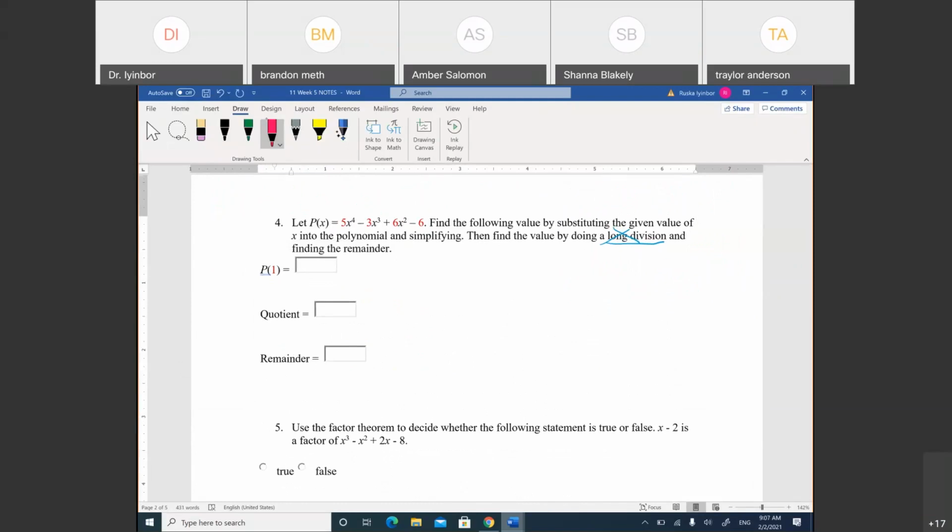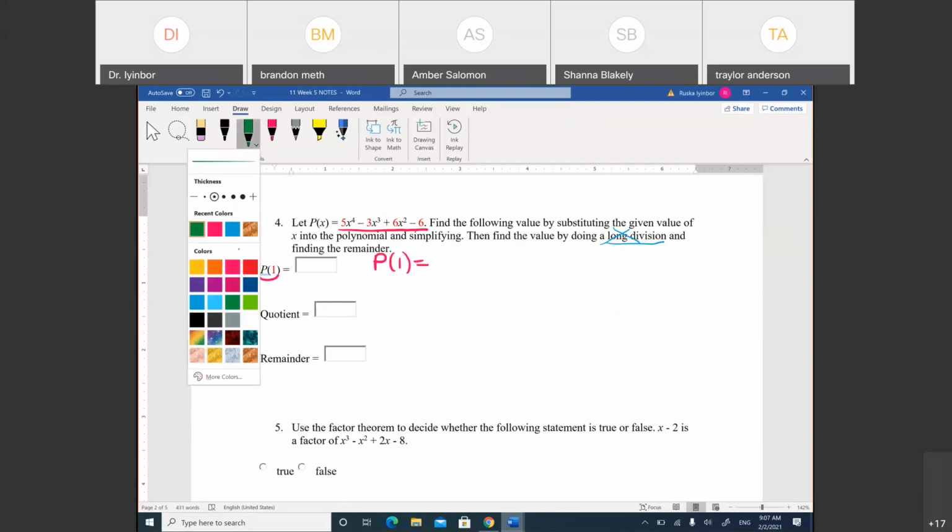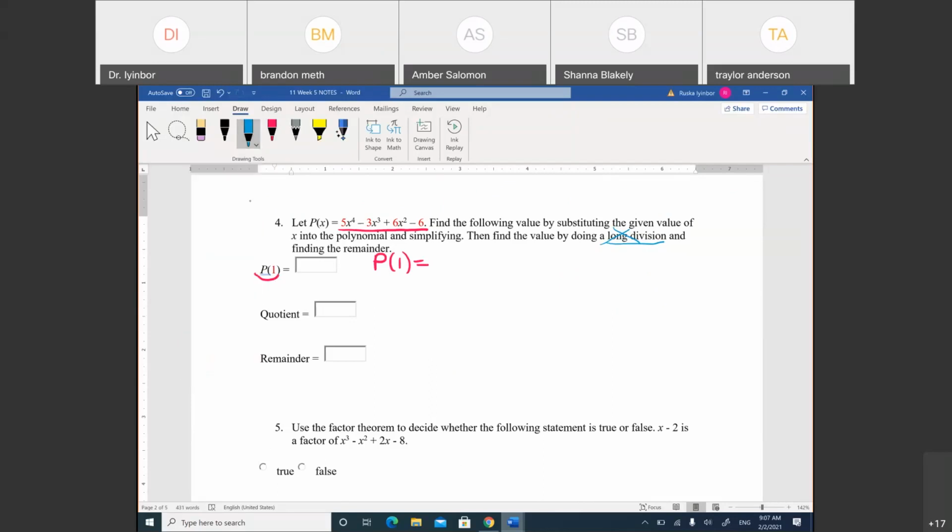So what is P of 1? Let's start with that. So P of 1, if you remember from function, P of 1 is pretty much plug in 1 for each x. So P of 1 is following your function and replace x with 1. So I'm going to get here 5x to the 4th minus 3x cubed. Just follow the function, plus 6x squared minus 6.